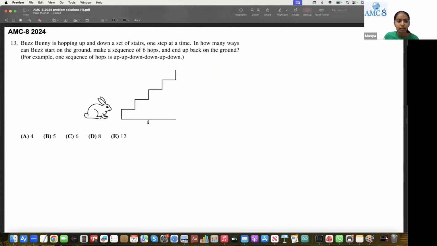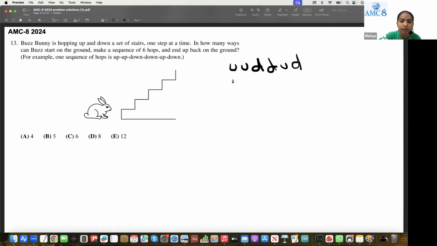Problem number 13. Buzz Bunny is hopping up and down a set of stairs, one step at a time. In how many ways can Buzz start on the ground, make a sequence of 6 hops, and end up back on the ground? For example, a sequence of hops is up, up, down, down, up, down. So let's just write all the sequence of hops: up, up, down, down, up, down, where U represents up and D represents down.